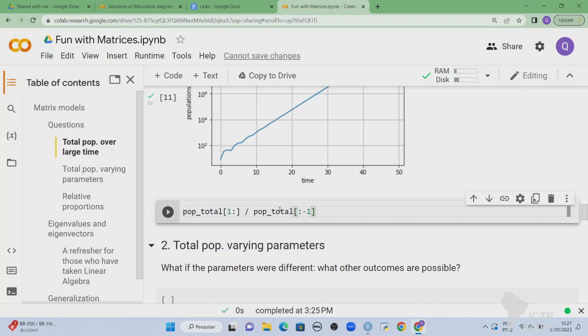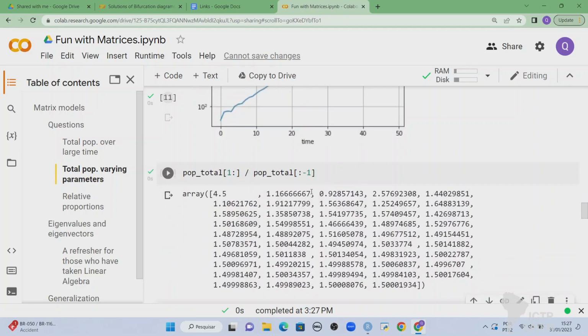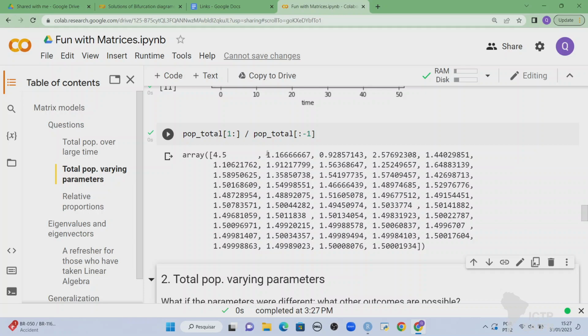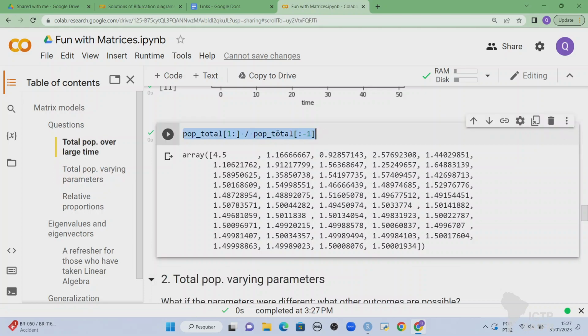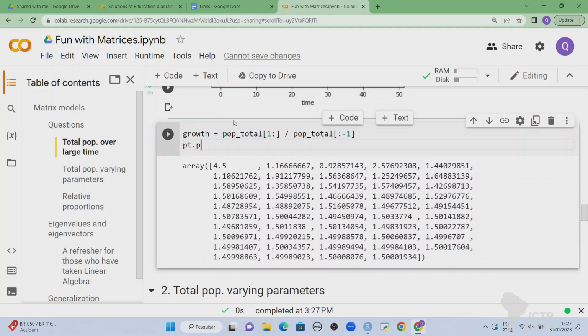Yes or no? Okay, so I divide this by this, and you see that it starts at a high growth rate, and then it keeps changing. So maybe let's write it this way: growth, and then I will just plot it. So let me plot this over time.